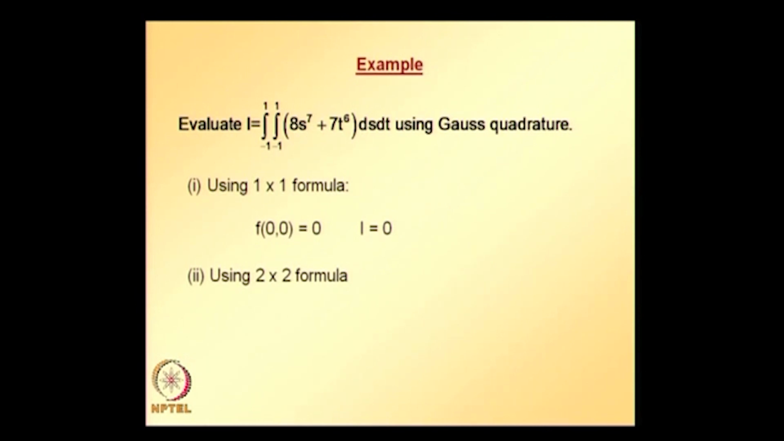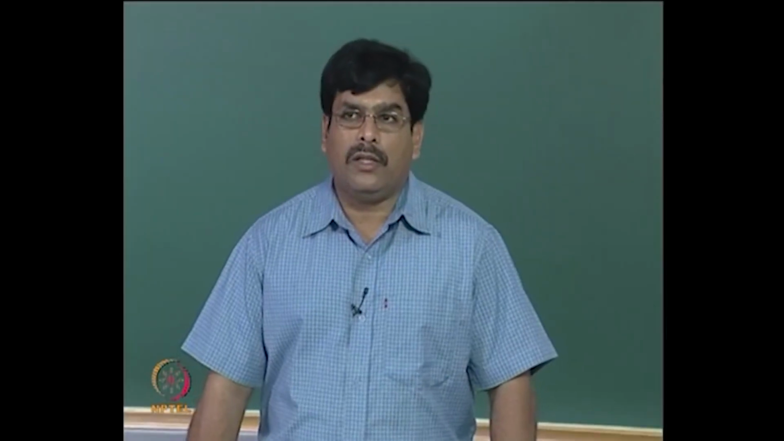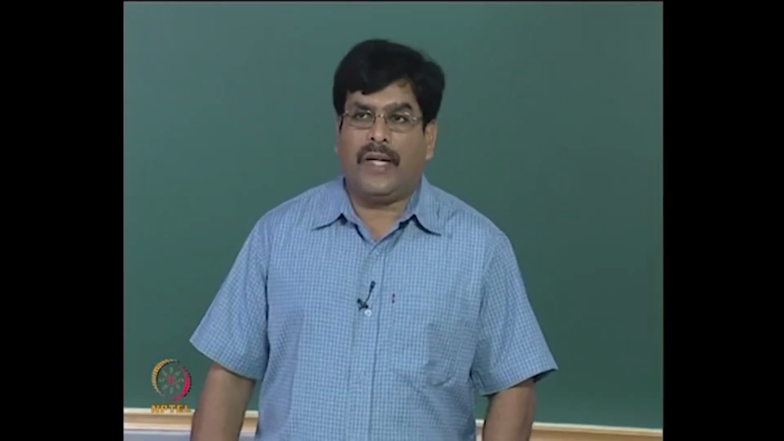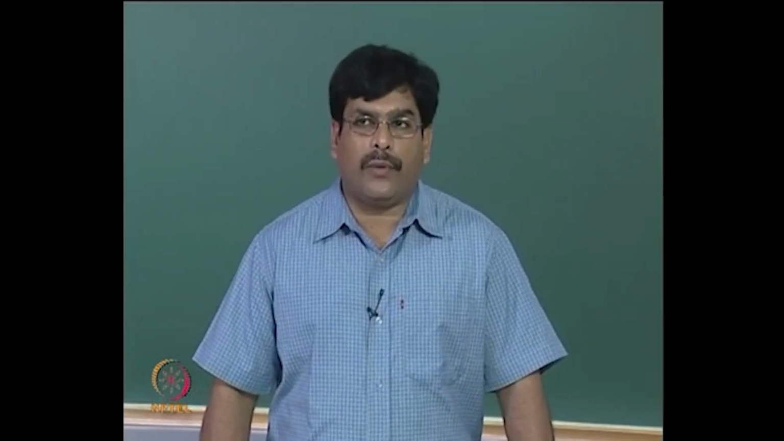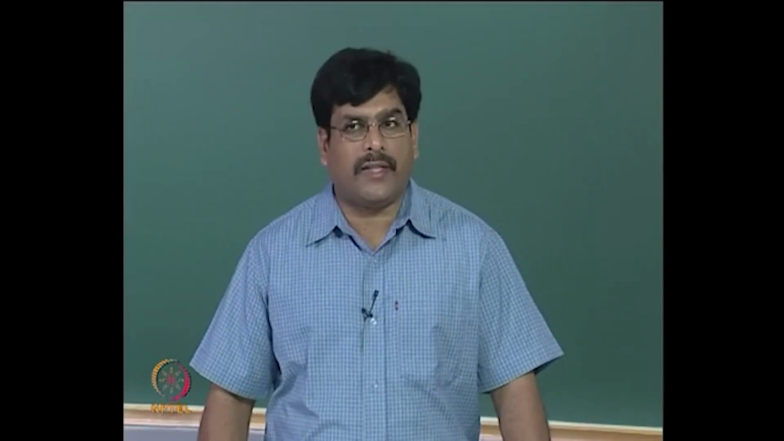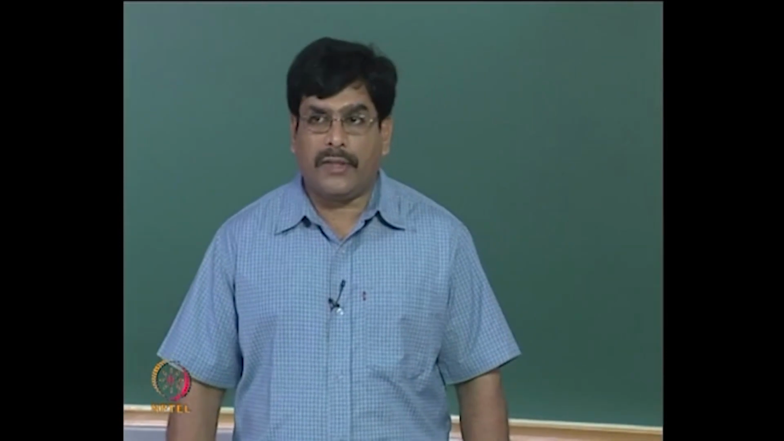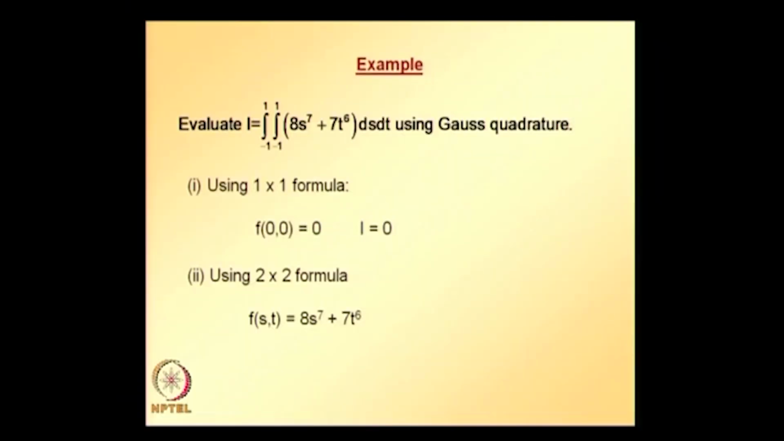And 2 by 2 integration, this is the integrand, and we need to evaluate this integrand at the 4 integration points where s and t values can be obtained from the table following the procedure that I explained. So, we need to evaluate this function value at these 4 integration points, multiply with the corresponding weights and sum them up to get the approximate value of the integral. All these calculations we can do in a table format.